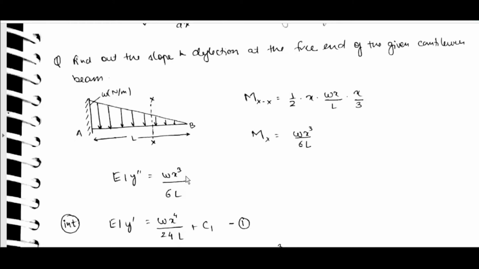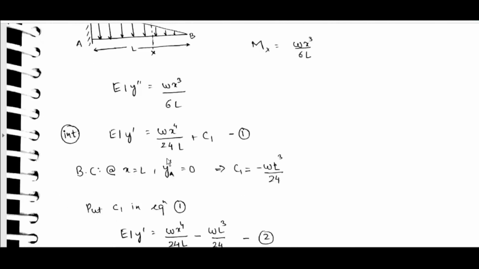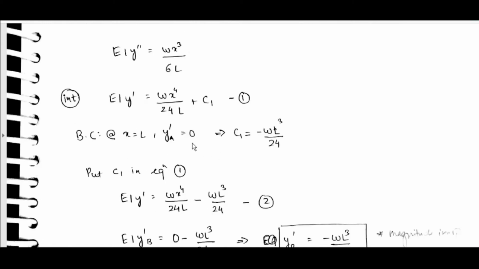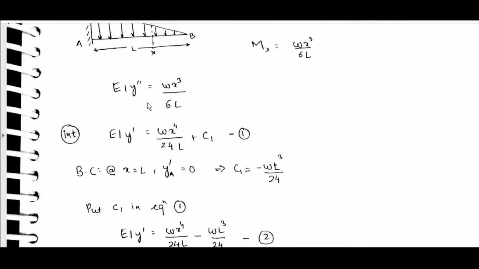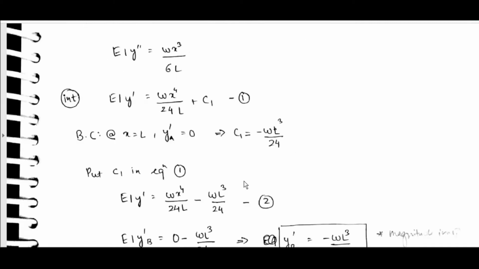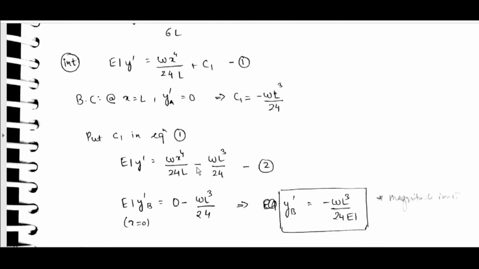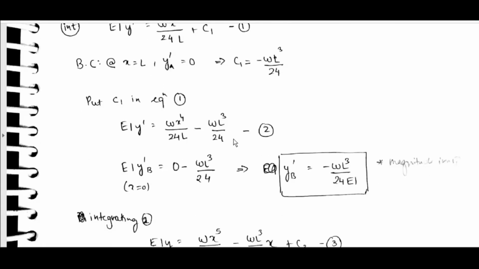EIy double prime is equal to wx cube by 6l. EIy prime is equal to wx power 4 by 24l plus c1. Boundary condition: at x equal to l, y_A prime is equal to 0, that is, slope at A is equal to 0. C1 is equal to minus wl cube by 24. EIy prime is equal to wx power 4 by 24l minus wl cube by 24. EIy_B prime is equal to 0 minus wl cube by 24.